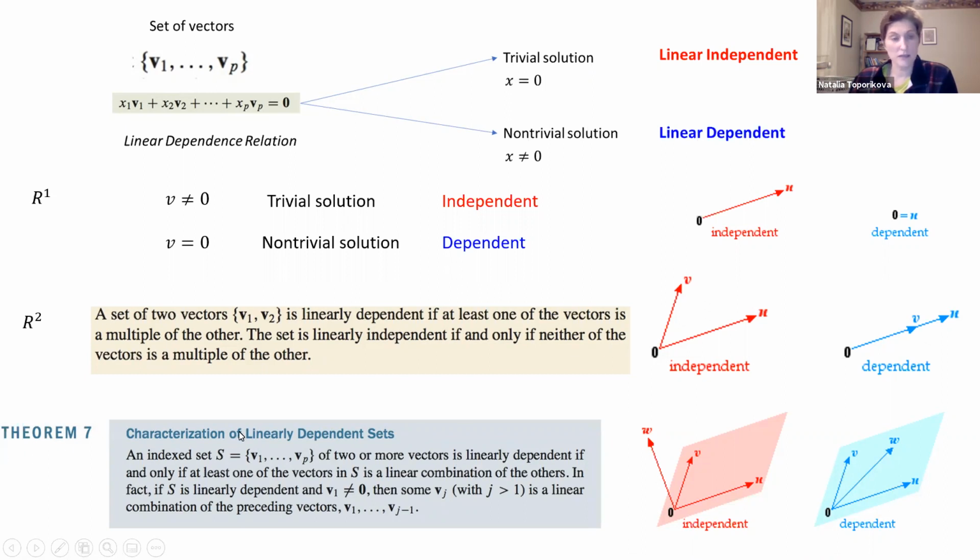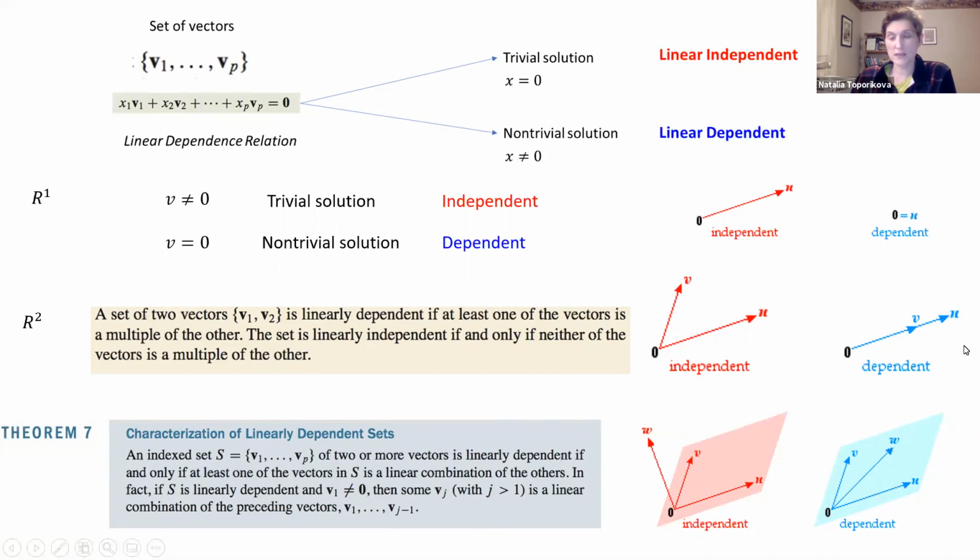And we can build up our case in higher dimensions. Theorem 7 summarizes it really nicely in the text, and says that if we have two or more vectors which are linearly dependent, that happens if and only if one vector is a linear combination of the others. That will be similar to our three-dimensional case, but it would be much harder to sketch.